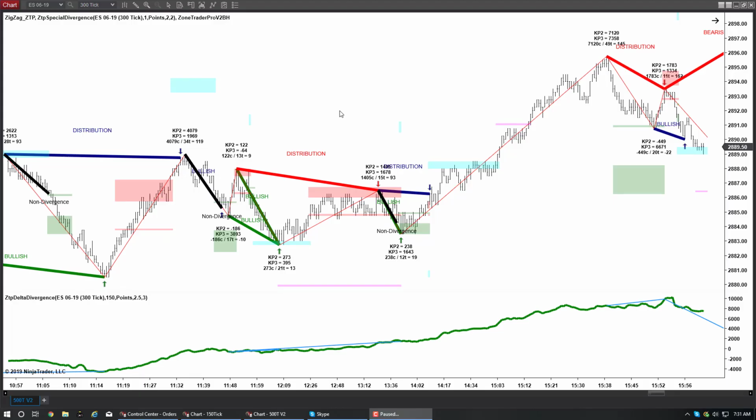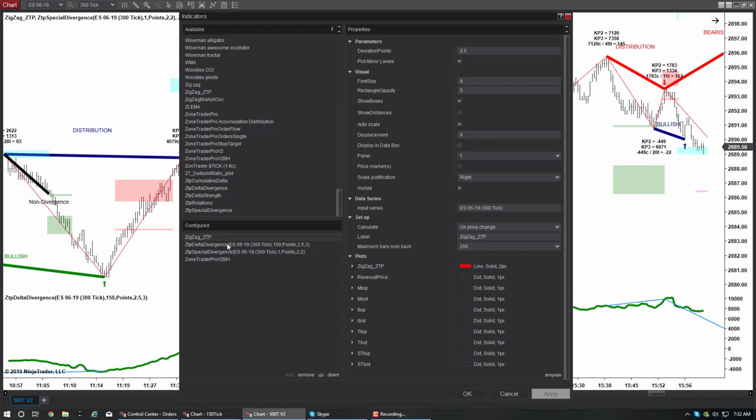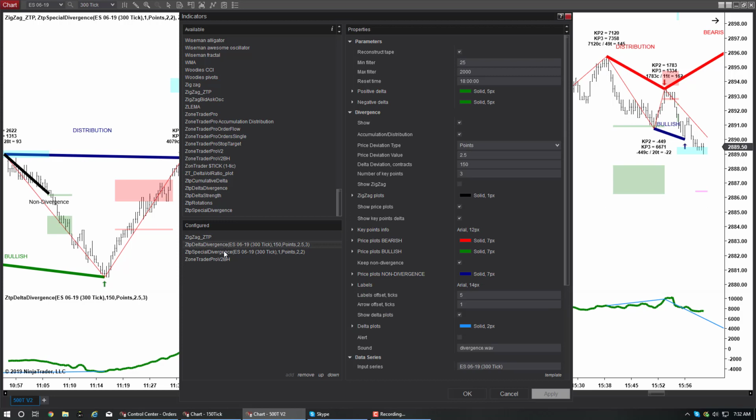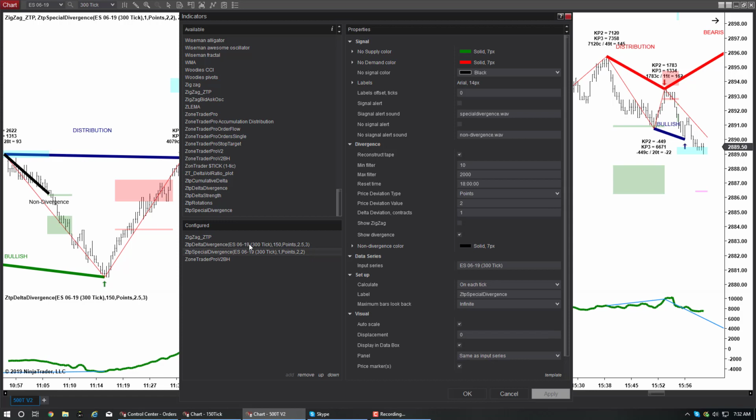Welcome, traders. In this video, we're going to go over the setup and use of these new ZoneTraderPro Divergence indicators. I've made a couple of videos about the preview of this indicator, but let's take a look at how it's used. First, in the setup, there are two divergence indicators that we're going to be looking at. The first is ZTP Delta Divergence, and the second is the ZTP Special Divergence.